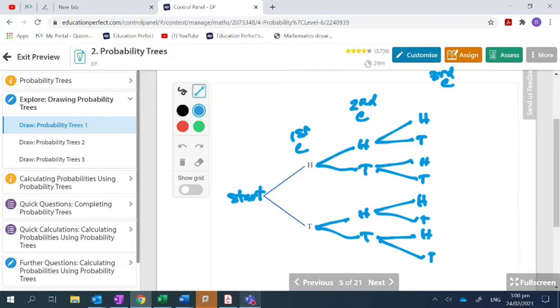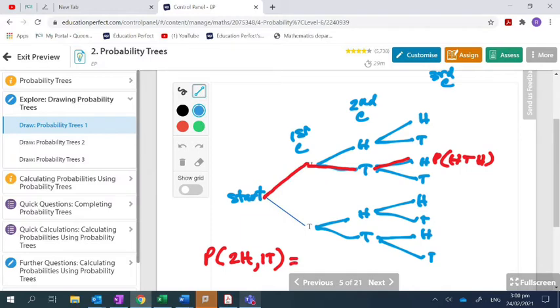So let's just label a couple of them. I'm going to draw the branch, and you're going to tell me what I should label it. So if I go from here to there, what would that label be? HTH. Yeah. You went from heads to tails to heads. So that's the probability of 2 heads and a tail. Okay? Probability of 2 heads, 1 tail.